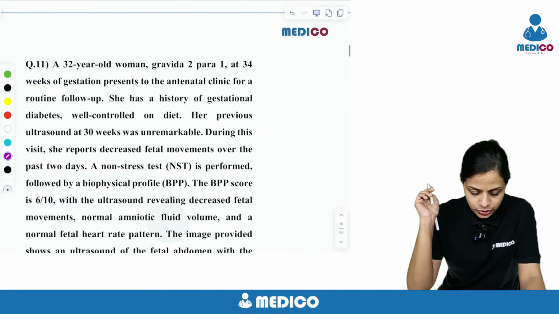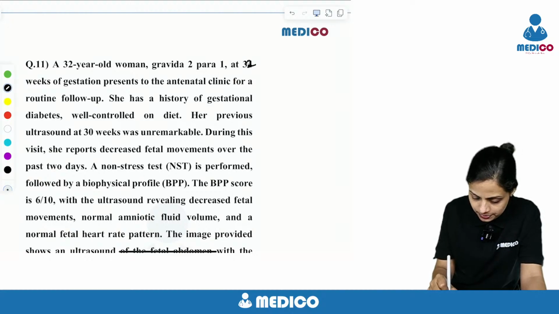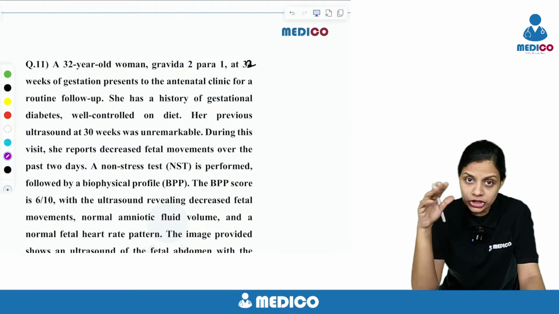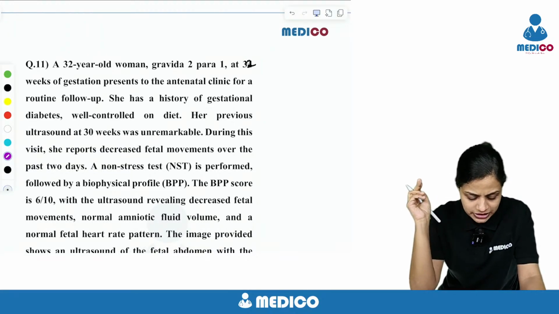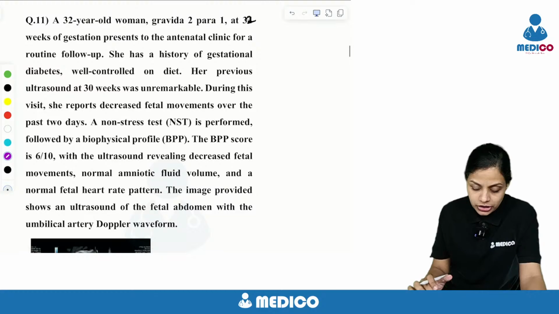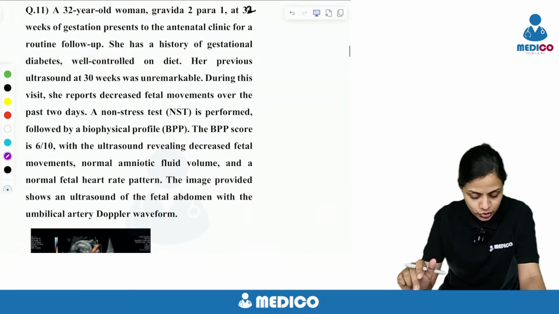Next question. You have a 32-year-old woman, gravida 2 para 1, at 32 weeks of gestation, who presents to the antenatal clinic for a routine follow-up. She has a history of gestational diabetes, well controlled on diet. Her previous ultrasound at 30 weeks was unremarkable. During this visit, she reports decreased fetal movements over the past 2 days.